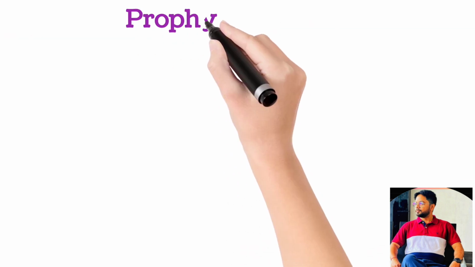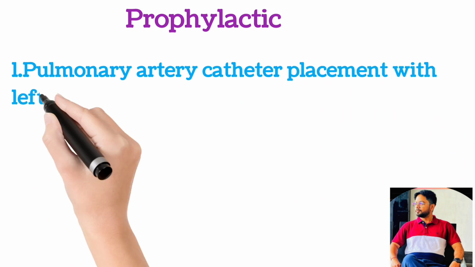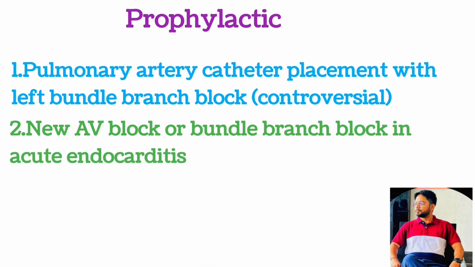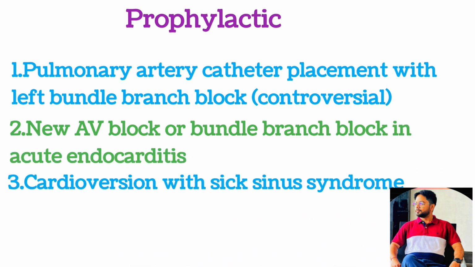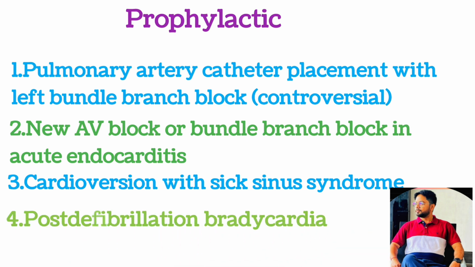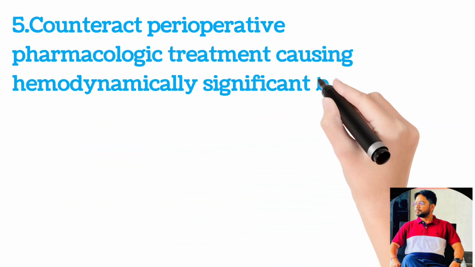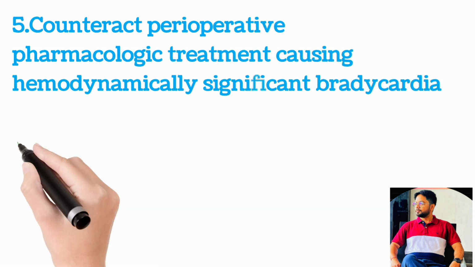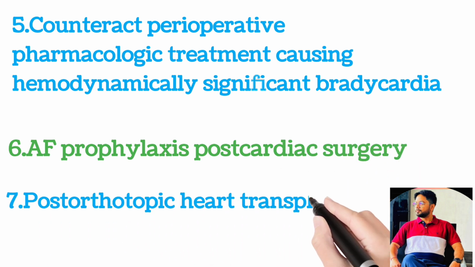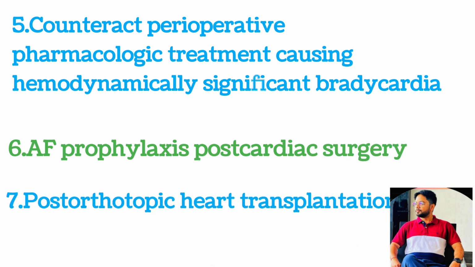The prophylactic conditions are pulmonary artery catheter placement with left bundle branch block, new atrioventricular block or bundle branch block in acute endocarditis, cardioversion with sick sinus syndrome, post-defibrillation bradycardia, counteracting perioperative pharmacological treatment causing hemodynamically significant bradycardia, post-cardiac surgery atrial fibrillation prophylaxis, and post-orthotopic heart transplantation.